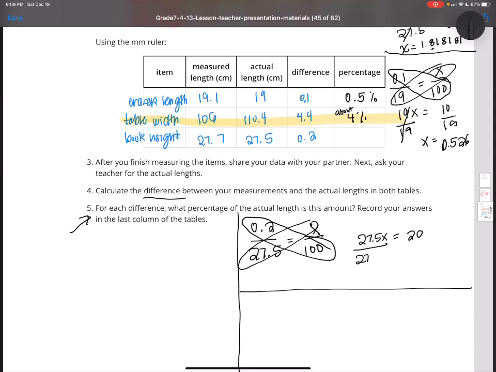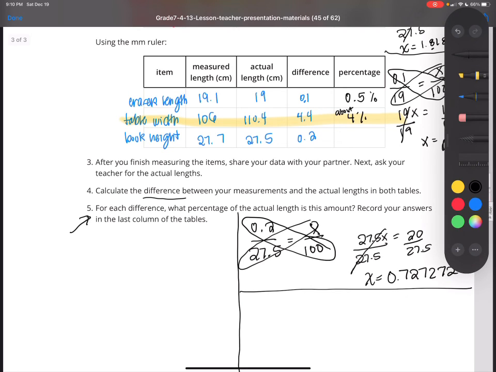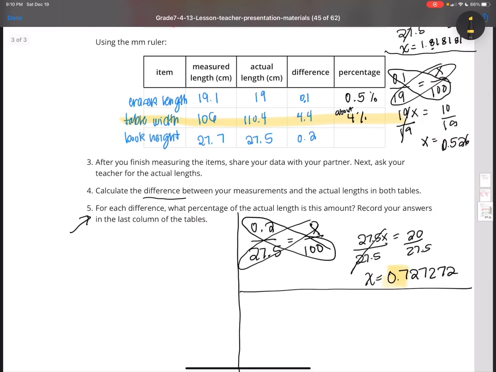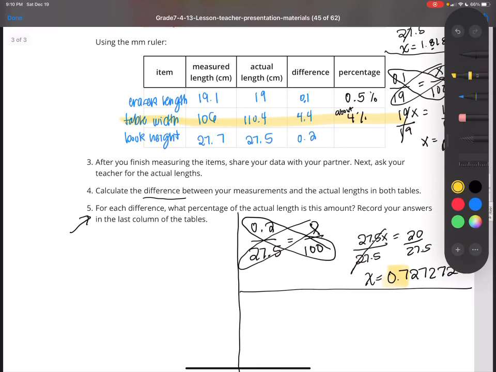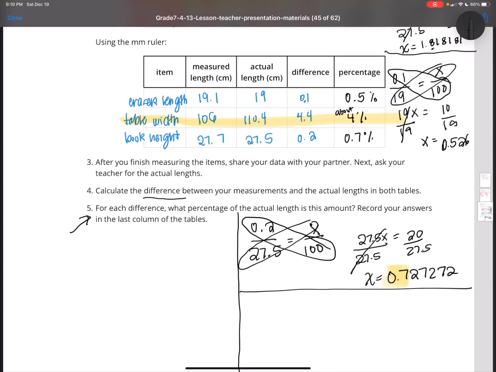And I can decide to isolate that variable. So 27.5 divided by 27.5, I cancel that out. And I should get this number in my calculator. This is what you should be getting. And remember, we're rounding to the nearest tenth. So if I round it to the nearest tenth, the number I'm going to be focusing on, or where I'm stopping at, is 7. Because remember that 2 is not big enough to round that 7 to go up. So we should get 0.7%.